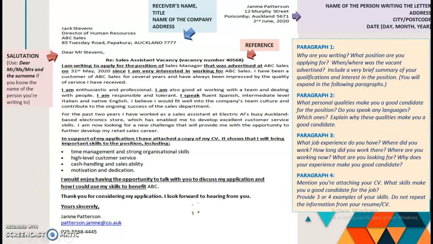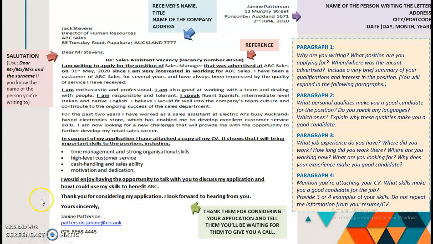Finally, we are reaching the end of the letter, so you should remind the reader that you are interested in the job, and thank them for considering your application. And this is what you should write, more or less. "I would enjoy having the opportunity to talk with you to discuss my application and how I could use my skills to benefit ABC. Thank you for considering my application. I look forward to hearing from you."